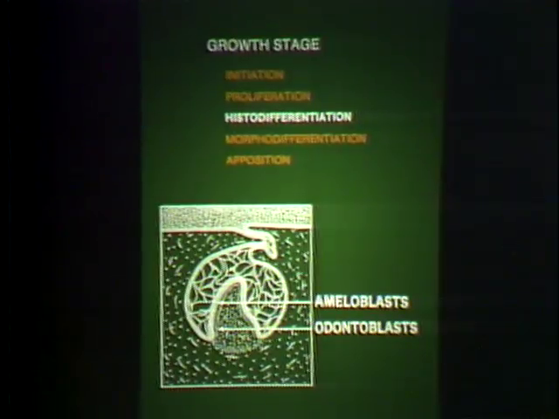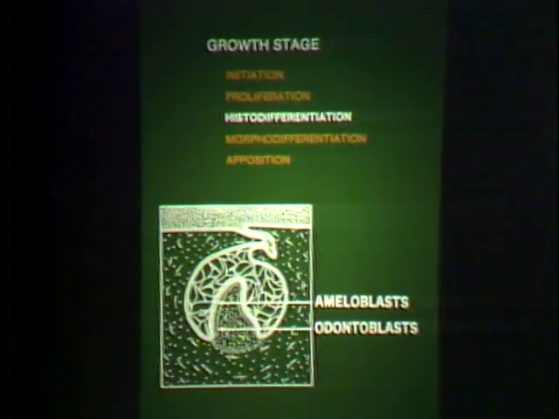Histodifferentiation, the next process in the growth stage, is simply cell specialization. Cells of the inner enamel epithelium layer differentiate to become fully developed ameloblasts, hexagonal columnar cells which will lay down the enamel matrix. A large portion of the dental papilla becomes enclosed in the invagination of the enamel organ, and the outermost layer of dental papilla cells undergoes differentiation into odontoblasts.